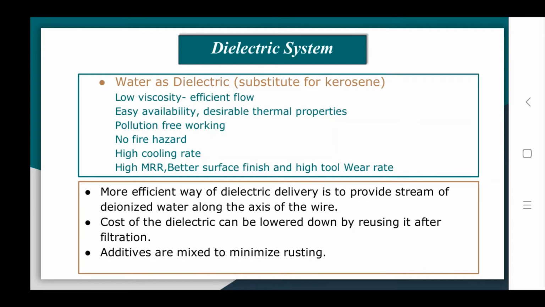This dielectric fluid, the deionized water, can be reused after filtering it. A 5 micron size disposable paper filter is used for the filtering, and the debris particles from the dielectric will be removed. Some additives can be mixed, which I already told, to minimize the corrosion or rusting problem of the workpiece as well as the machine tool by the deionized water. So this is about the dielectric system.